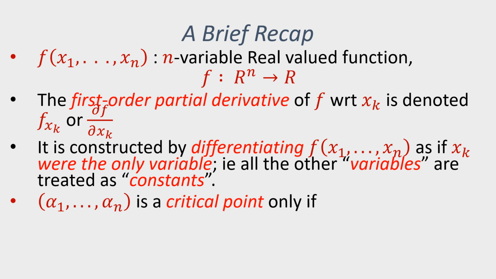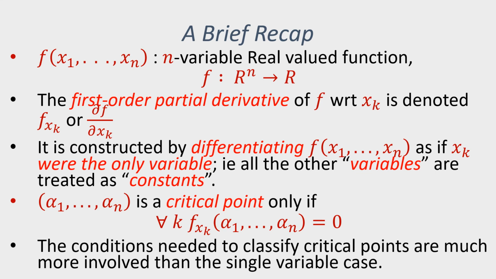And a point is a critical point only if, for every single first order partial derivative, for every single variable, the value of the partial derivative at that point, when we evaluate it, is equal to 0. So we have a problem involving simultaneous equations here. The conditions needed to classify critical points are much more involved in this case.